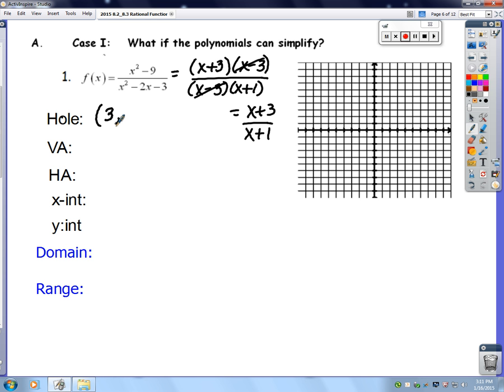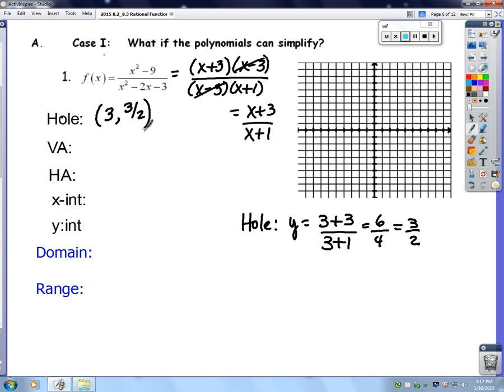Now we've got to find the corresponding y value. To find the corresponding y value, we're going to plug 3 into that simplified equation. So my y is equal to 3 plus 3 over 3 plus 1. So 6 over 4, or 3/2. So my graph has a hole at (3, 3/2).